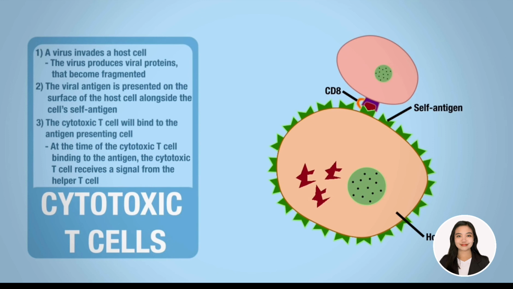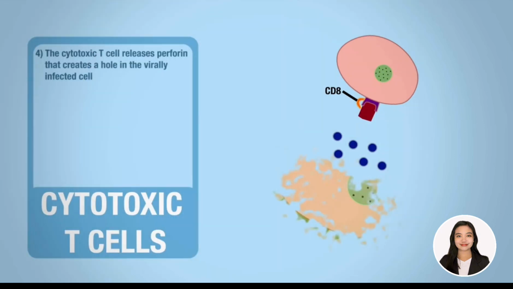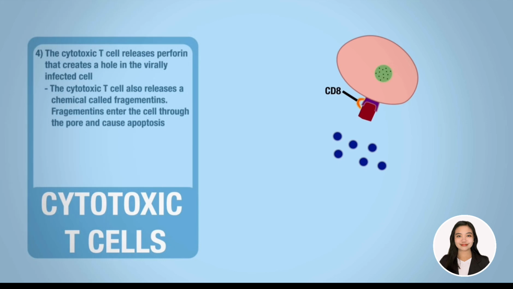At the time of the cytotoxic T cell binding to the antigen, the cytotoxic T cell receives a signal from the helper T cell. The cytotoxic T cell releases perforin that creates a hole in the virally infected cell. The cytotoxic T cell also releases a chemical called fragmentins. Fragmentins enter the cell through the pore and cause apoptosis.